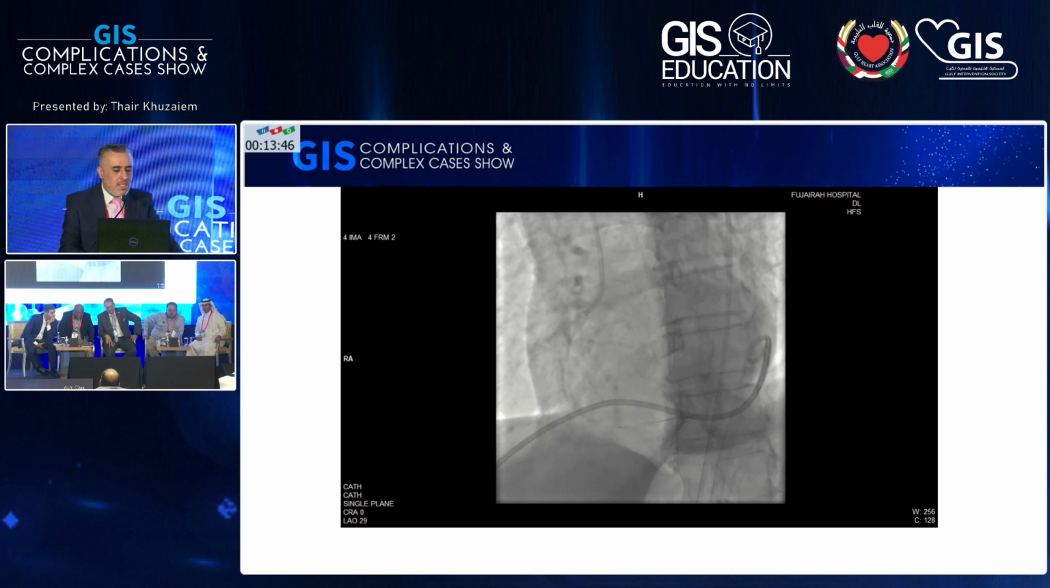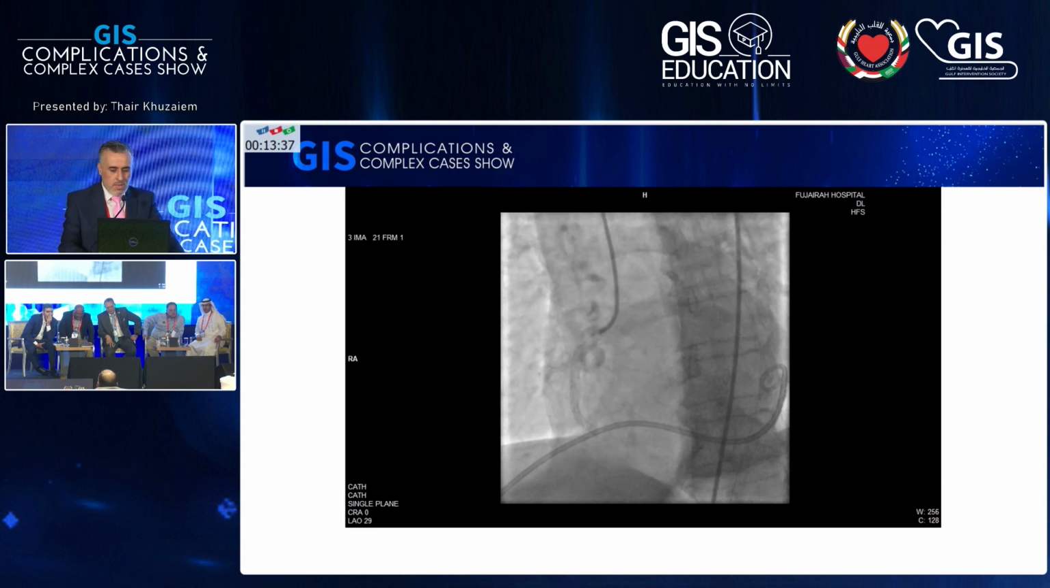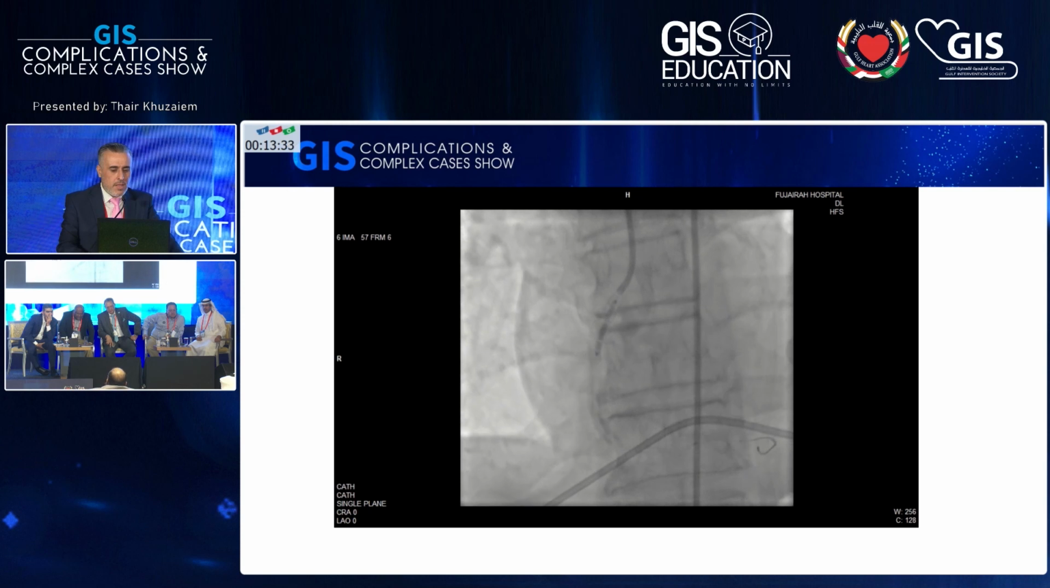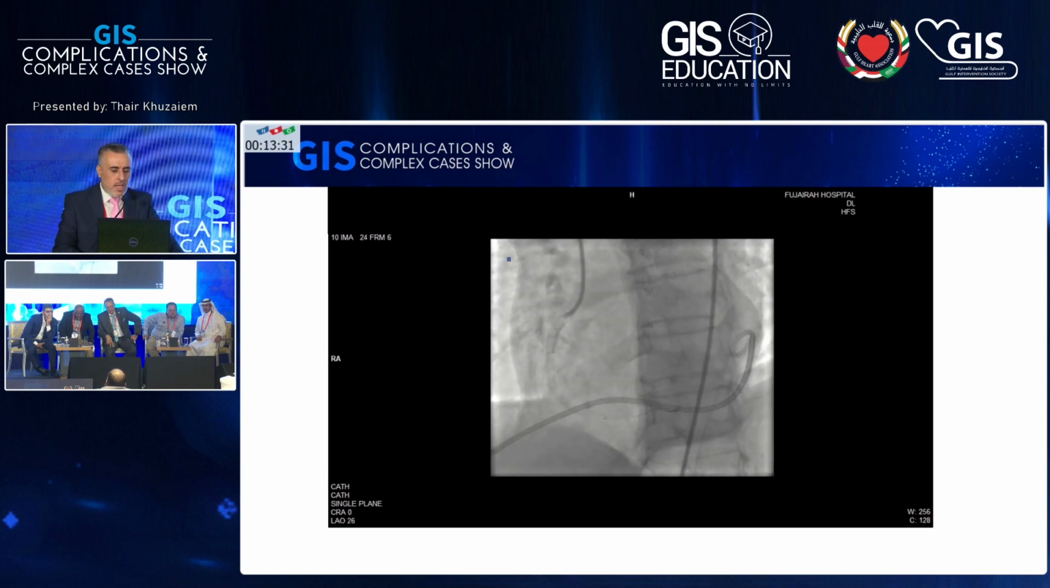Because the patient was unstable, and anesthesia was with us, we did many things. So actually, we focused only on the proximal perforation. We put a wire, then I put a covered stent, and I inflated the stent. We focused only on the proximal perforation.